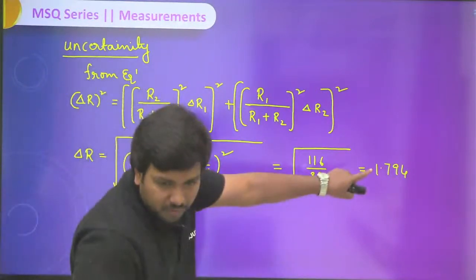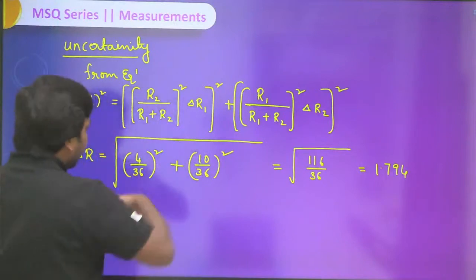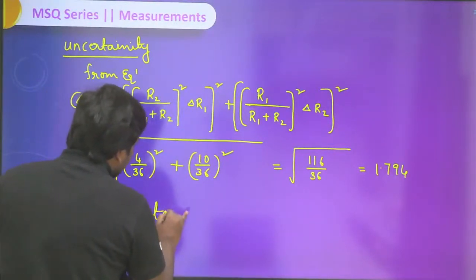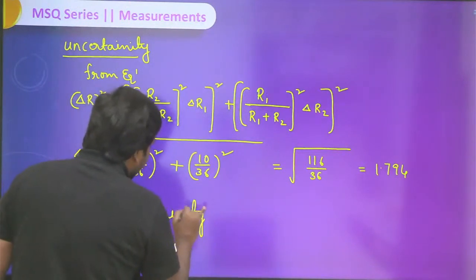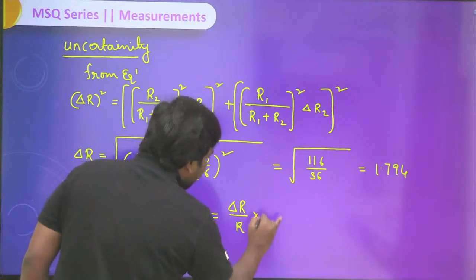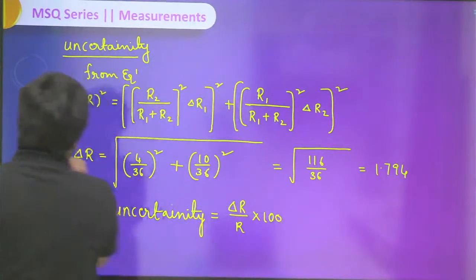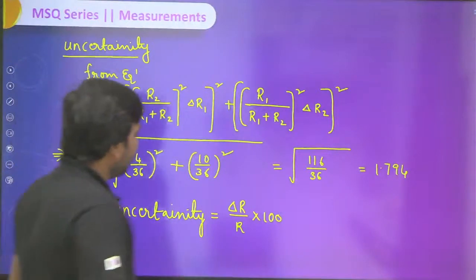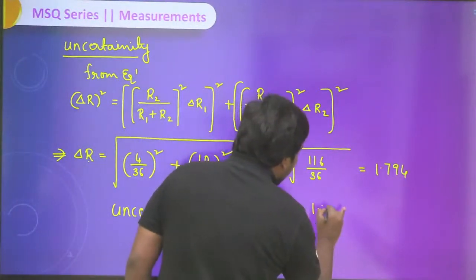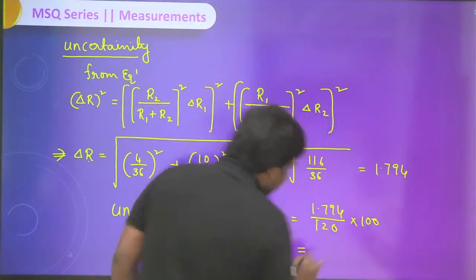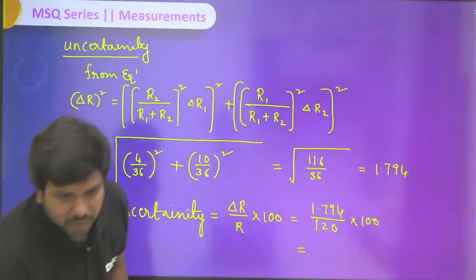So 1.794, right? Uncertainty. Now if you go for the uncertainty calculation, uncertainty could be written as delta R divided by R into 100. Again, when you are finding uncertainty, this is the delta R you must use, clear? So what will be that value here? This is equal to 1.794 divided by 120 into 100. What is the percentage, guys? Please let me know what is the percentage. Final answer I need, right?